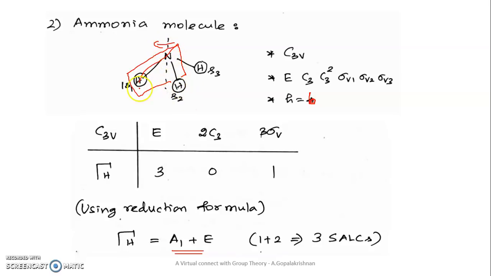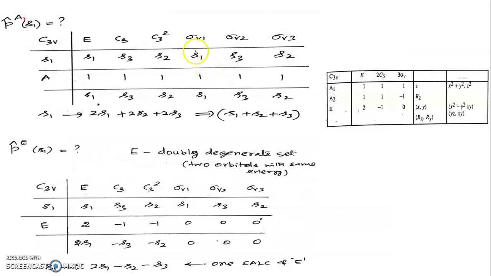And if you do reflection, S1 will go to S3 place, S3 will come here. So S1 will become S3. Are you able to understand? Similarly, if you keep a plane on sigma V3, S1 will become S2. So now we have carried out the operations.